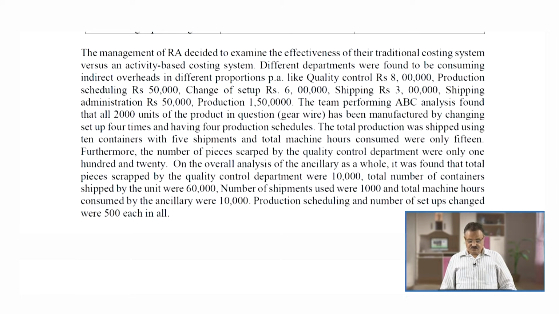Total number of containers shipped by the unit was 60,000. Number of shipments used were 1000, and total machine hours consumed by the ancillary were 10,000 hours. Production scheduling and number of setups changed were 500 each in all. So, this information is given to us: the total of 33 lakhs of indirect cost, and how it is being used for all the products and for this product in question.